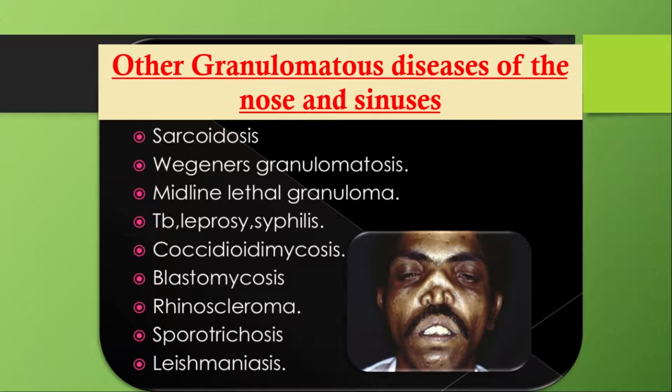Talking about other granulomatous diseases of the nose and sinuses, one can talk about sarcoidosis, Wegener's granulomatosis, midline lethal granuloma, tuberculosis, leprosy, syphilis, coccidioidomycosis, blastomycosis, rhinoscleroma, sporotrichosis, and leishmaniasis. This is a picture of a patient whose nose has been destroyed by leprosy.